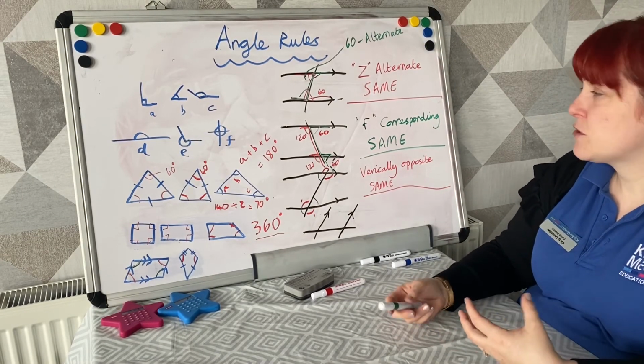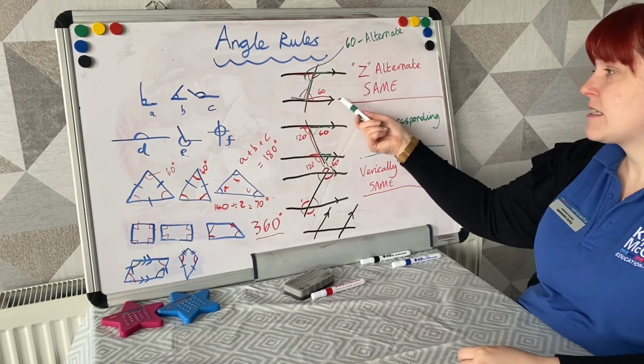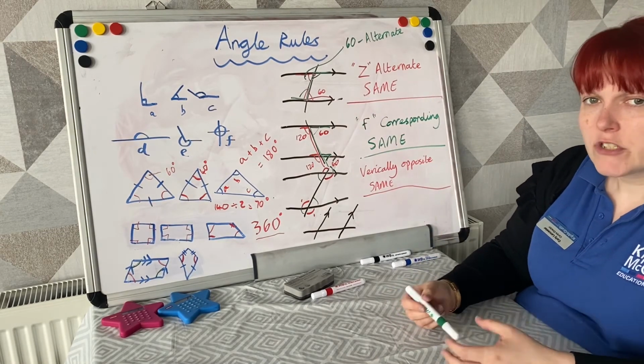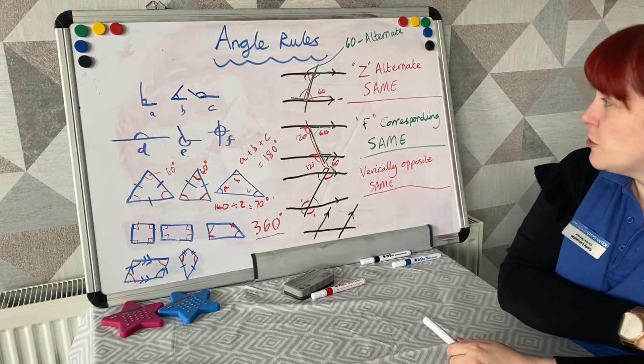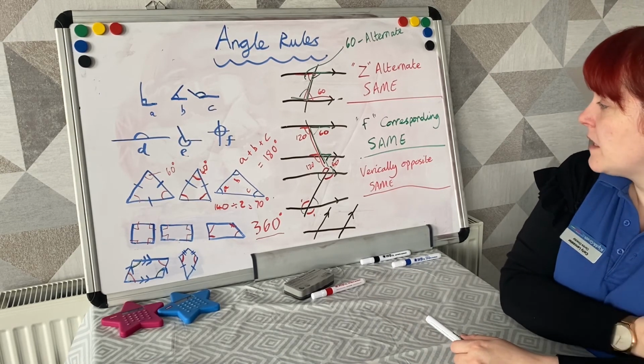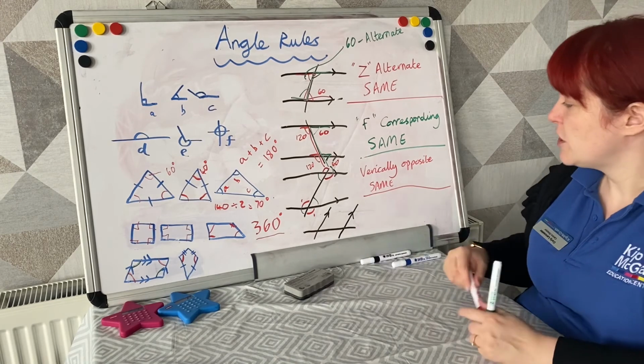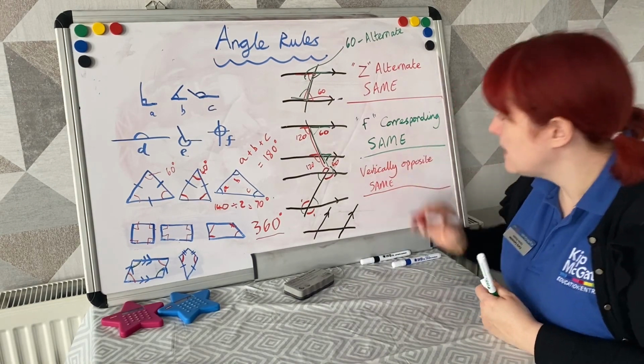So you wouldn't have to write a full sentence that says this angle is the same as this angle because they are alternate angles on the opposite side. You can just simply label them like that. And I've just realised vertically is missing a T, vertically, there we go.